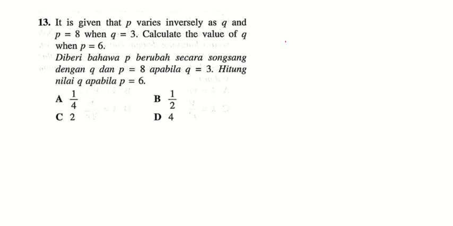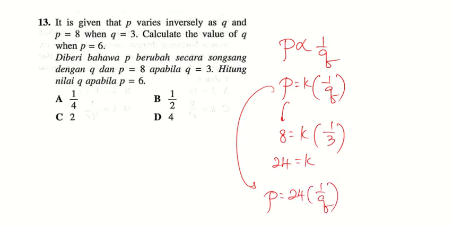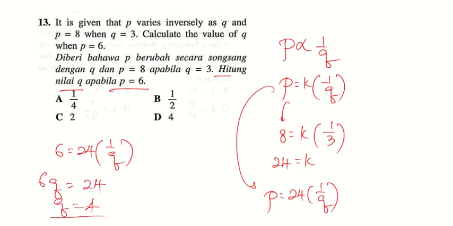Okay, number 13. Given that P varies inversely as Q, like this, and P equals 8. Okay, let's start. K over Q, and P equals 8, Q equals 3. So I get K equals 24, right? P equals 24 over Q. Alright, done. And then after that, calculate the value of Q when P is 6. Okay, 6 times Q equals 24. Q equals 4. D, donkey answer.